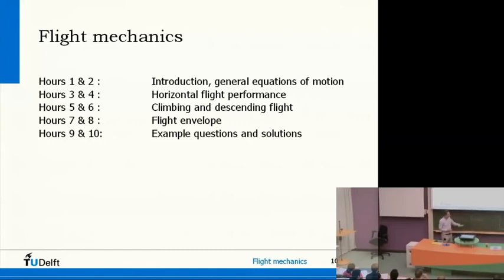Now clearly, airspeed and altitude, this flight envelope really depends on the altitude. So in the fourth lecture, I'm going to talk again about horizontal flight performance, again about climbing and descending flight, but I'm going to look at whether it makes sense to fly high in the atmosphere, or maybe it makes sense to fly a little bit lower in the atmosphere. And then finally, final lecture are just some questions and solutions that should help you for the exam.